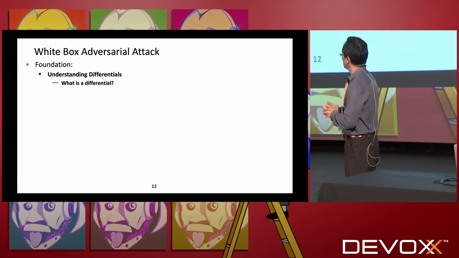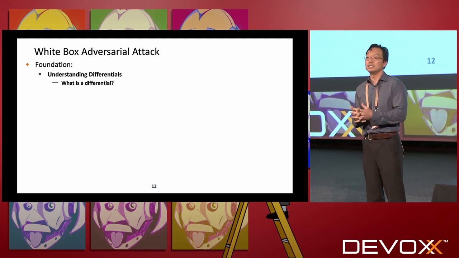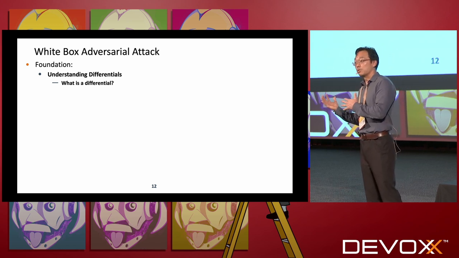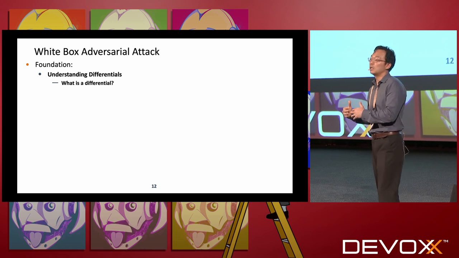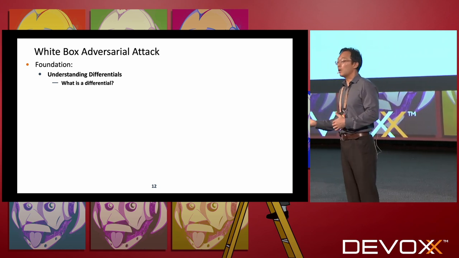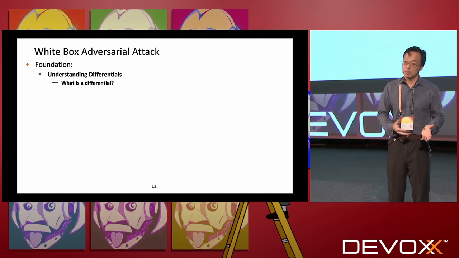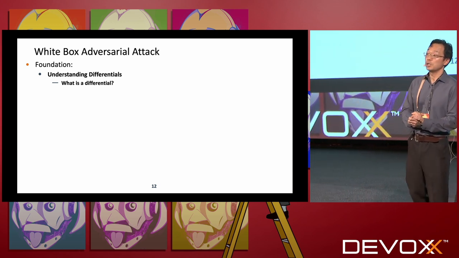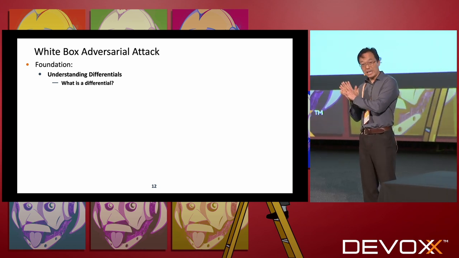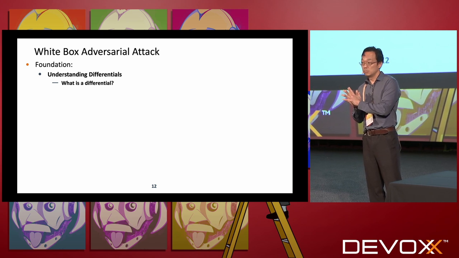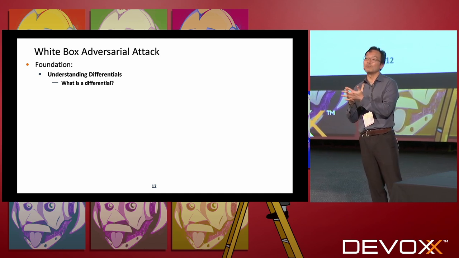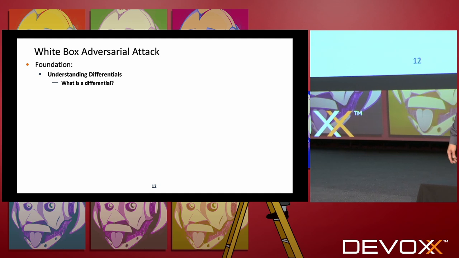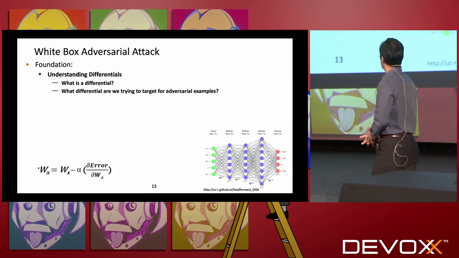So the key thing when you're looking at adversarial attacks is that you're looking at differentials. We talked about the differential, that is the derivative of the error with respect to the weights, to understand what each weight's contribution to the error was so that we could correct the weights, and so that the model can learn. But if you're an attacker, what differential are you looking at? Are you looking at the derivative of the error with respect to the weights? Or what does an attacker have control over? It's a derivative of the error with respect to the what?